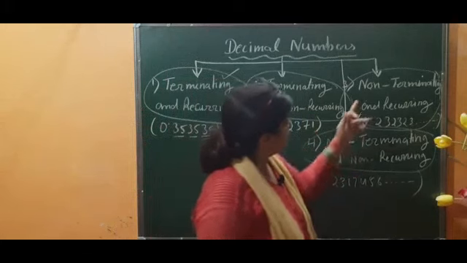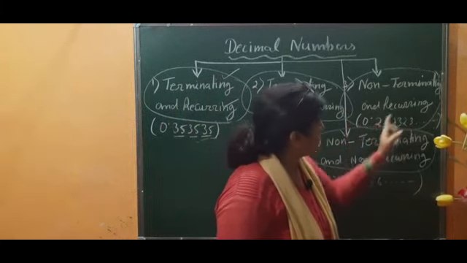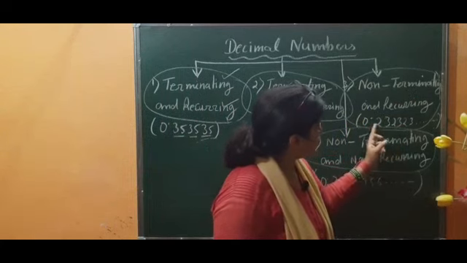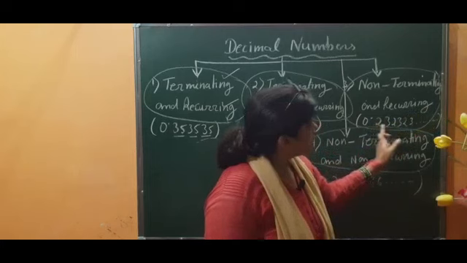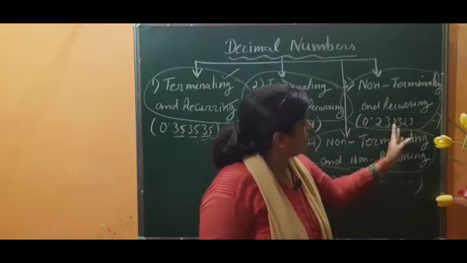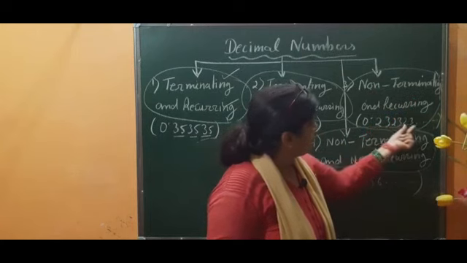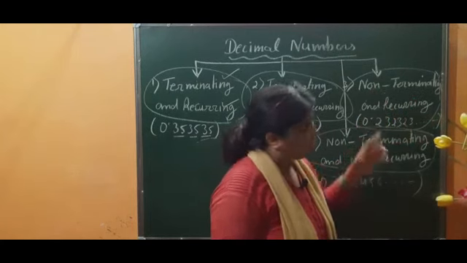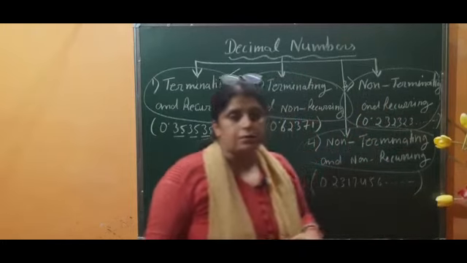Now let's see the third type, non-terminating and recurring. Non-terminating means there is no end. That's why the example I have given is 0.232323 dot dot dot, meaning there is no limit where this decimal number will end. So it is non-terminating, but repetition of the same digits is going on, so altogether it is named non-terminating and recurring decimal numbers.